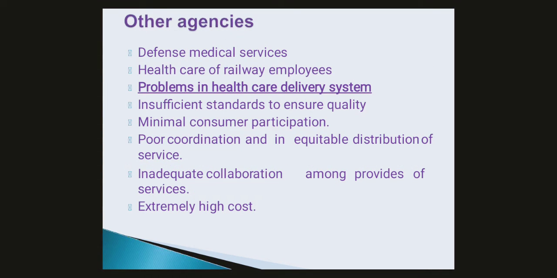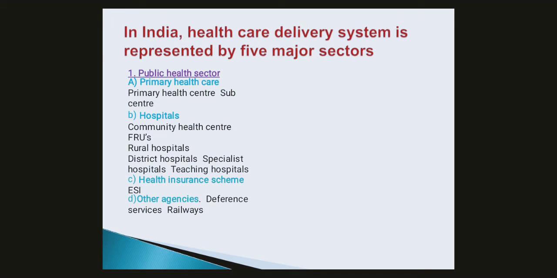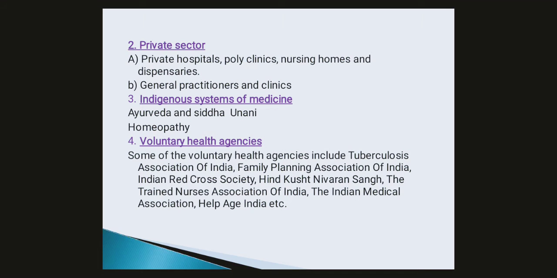Then next are other agencies. The first is the defense medical service, the second is the health care of railway employees. Then the problems in the health care delivery system: insufficient standards to ensure quality, minimum participation, poor coordination and equitable distribution of service, and inadequate collaboration among the service providers. Then in India, the healthcare delivery system is represented by five major sectors. First is the public health sector, that is primary health care. Next is the hospital, third is the health insurance scheme, fourth is the other agencies. Then second is the private sector, next is the indigenous system of medicine, then voluntary health agencies.